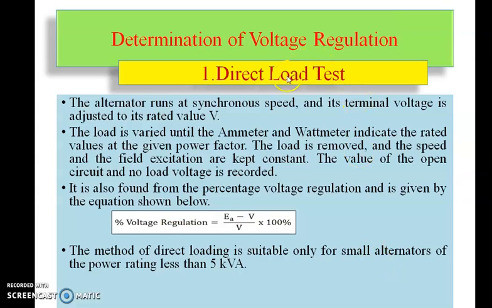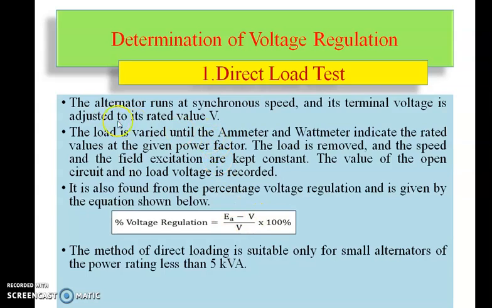So in the first part, the direct load test. As named, direct load test. In this particular test, we are going to apply the load on the alternator so that we can find out the values of terminal voltage as well as the induced EMF.